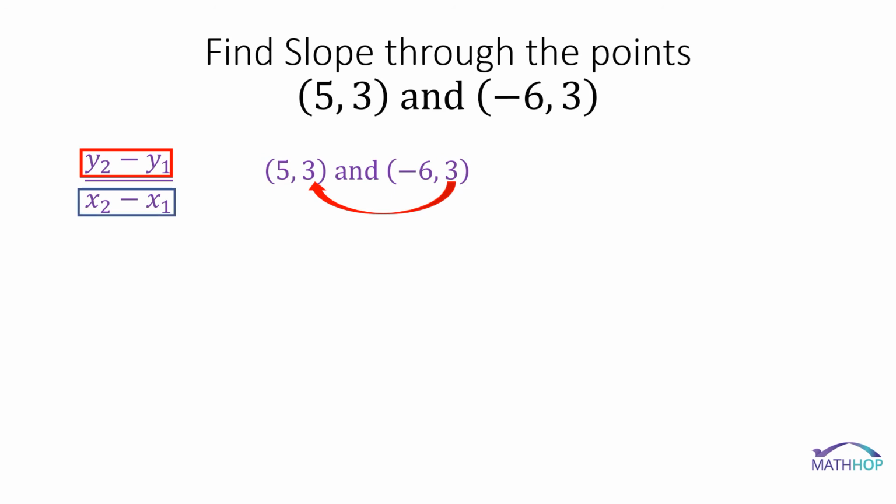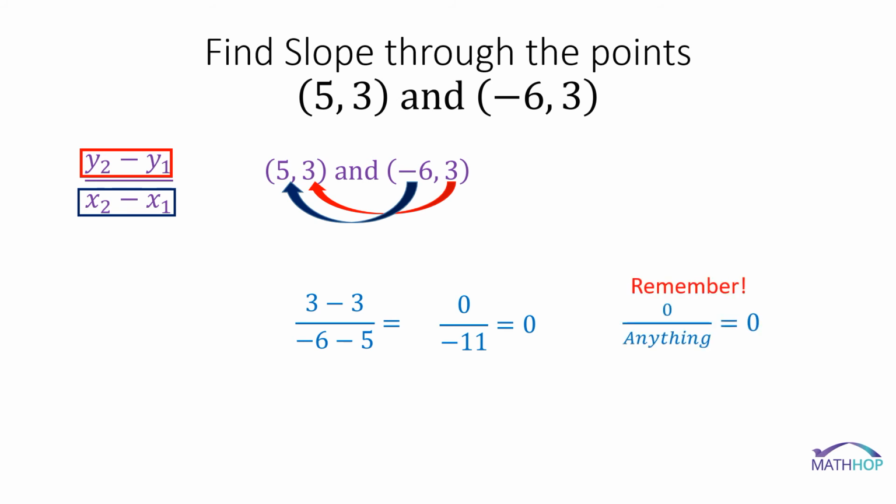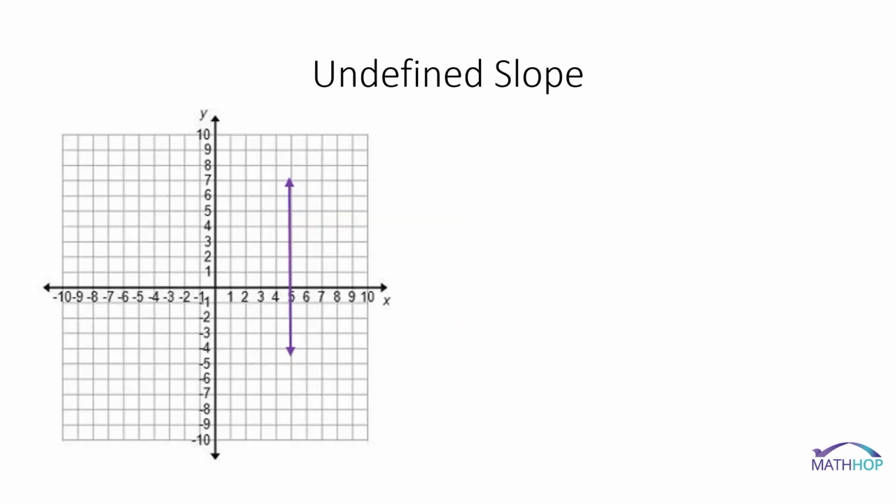So, just for fun, I suppose, let's look at the rest of this. Let's look at the change in x. Negative 6 minus 5. We get 3 minus 3 over negative 6 minus 5. We get 0 over negative 11. Remember, 0 divided by anything is simply 0. If your y coordinates are the same, you have a 0 slope. Well, if we have a 0 slope when our y coordinates are the same, what happens when our x coordinates are the same? Well, you'll get something like this. You get what we call an undefined slope.